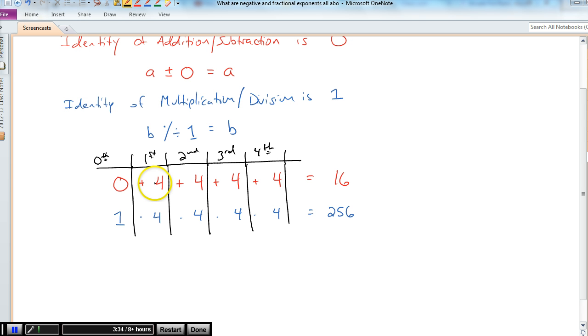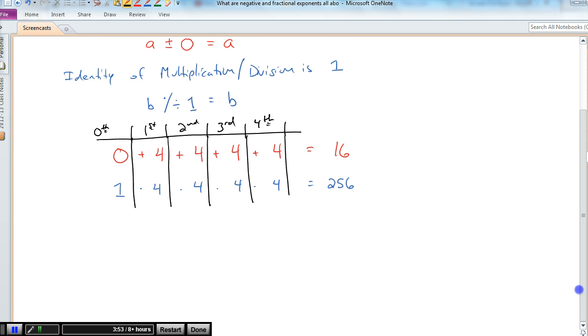So to add one 4, it gets 4. To add a second 4 gives me 8. To add a third 4 gives me 12. To add a fourth 4 gives me 16. Starting with 1, to multiply 1 time, I get 4. To multiply 2 times, I get 16. To multiply 3 times, I get 64. And to multiply 4 times, I get 256.